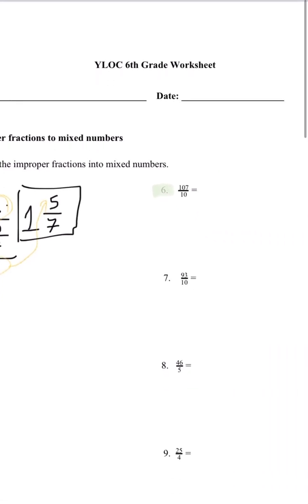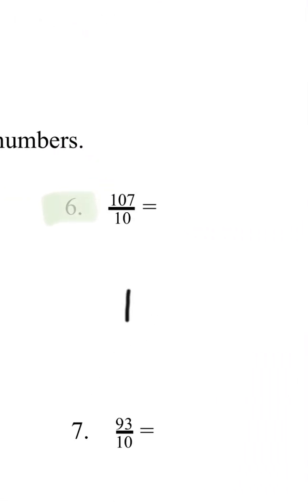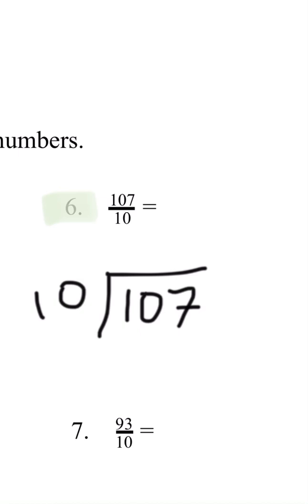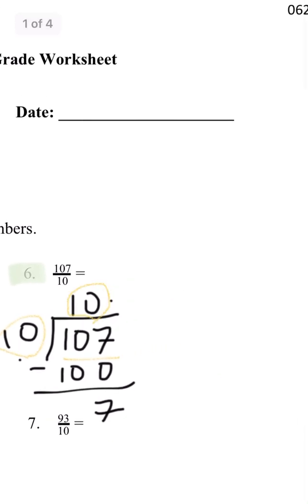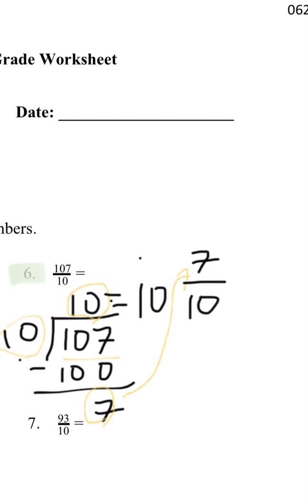Okay? So number 6, again, 107 divided by 10. How many 10s go into 107? 10 times, right? And then what's 10 times 10? 100. And then we have a remainder of 7, right? So this 10 is our whole number, and then this 7 is our numerator, and then we keep the denominator of 10. So that's our answer, 10 and 7 over 10.